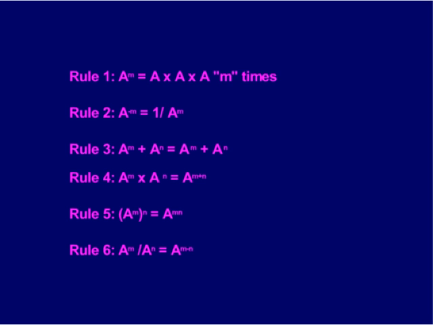Now number 3 is the most important exponent rule we're going to go over. A to the m plus a to the n does not equal a to the m plus n. This is frequently a tripping spot. Remember, if you add or subtract the same number or variable with different exponents, you can't do anything to the exponents.